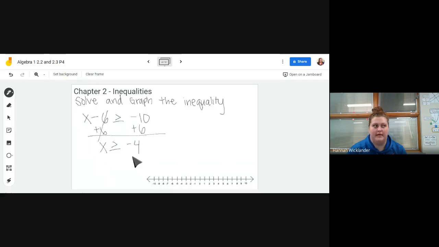So now I have it with just 2 things, so I can graph it. I know it's going to be a closed circle on -4 going this way. So that's all you're going to have to do on the homework. So you're going to solve and then graph it. So does anyone have questions on solving inequalities or graphing them? Okay. So I'm going to go quick through these. That way you can have more time to work on the homework.